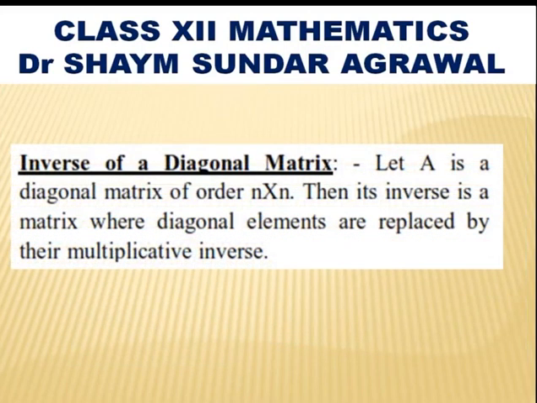Now, the inverse of a diagonal matrix. Let A be any diagonal matrix of order n cross n, then its inverse is a matrix where the diagonal elements are replaced by their multiplicative inverse. So it is very simple, just like short type questions. How to find the inverse of a diagonal matrix? Just replace the diagonal elements by their multiplicative inverse.